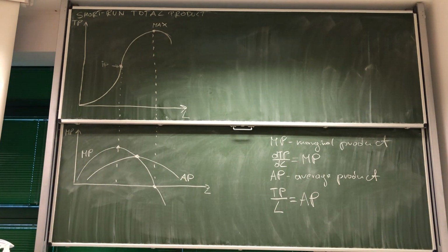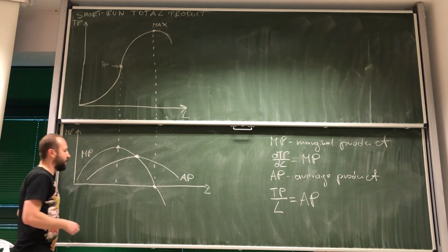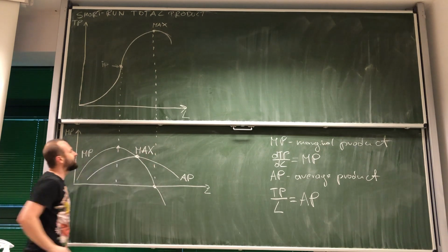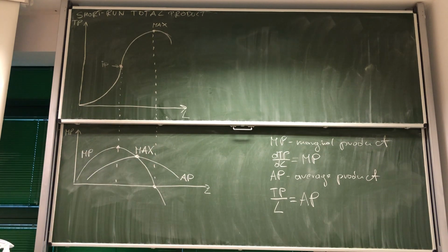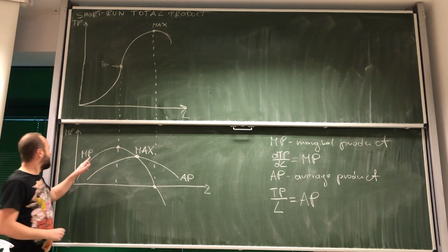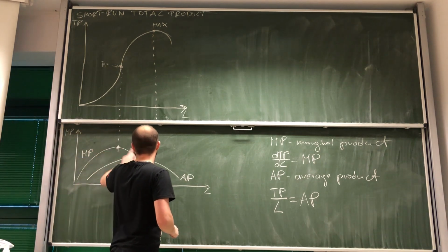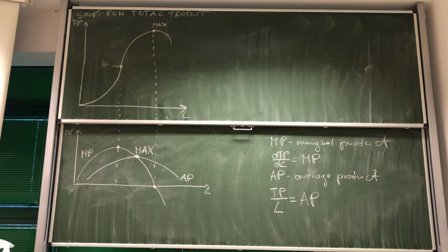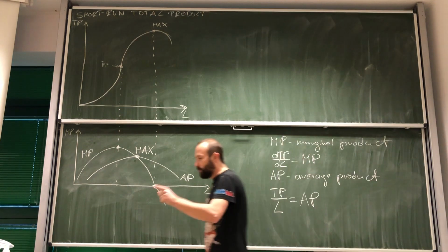But now, in this case, I drew it in a very specific way. The maximum over here is at a very specific point. It is at the point where marginal product is equal to average product. You might say, of course, that this is a coincidence, but it is not. Let me now prove it to you.